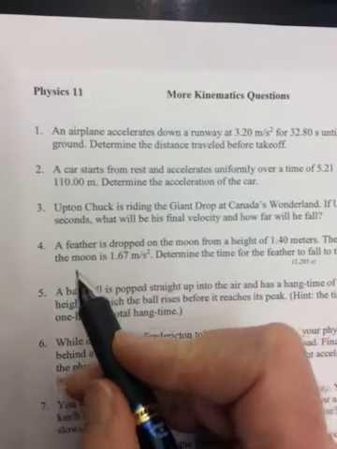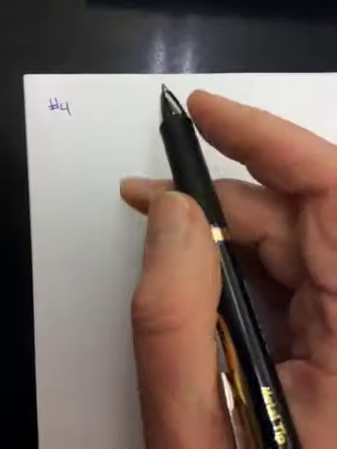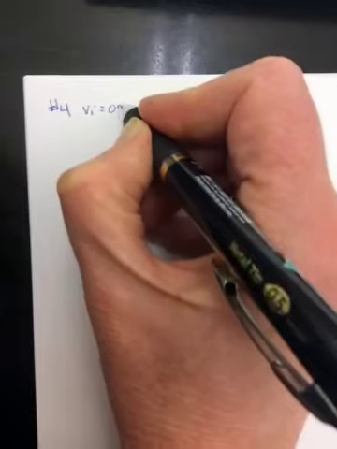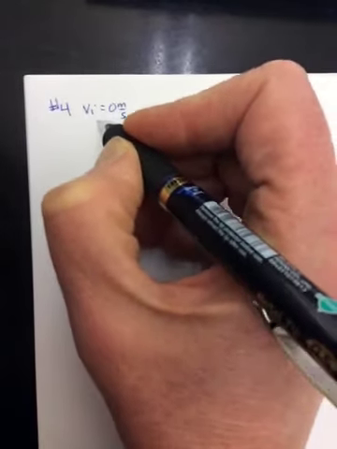Okay, I asked you to do numbers 4 to 8 on this sheet, okay? So number 4: a feather is dropped on the moon, so it's dropped. That means VI is 0. On the moon means its gravity is not 9.81.